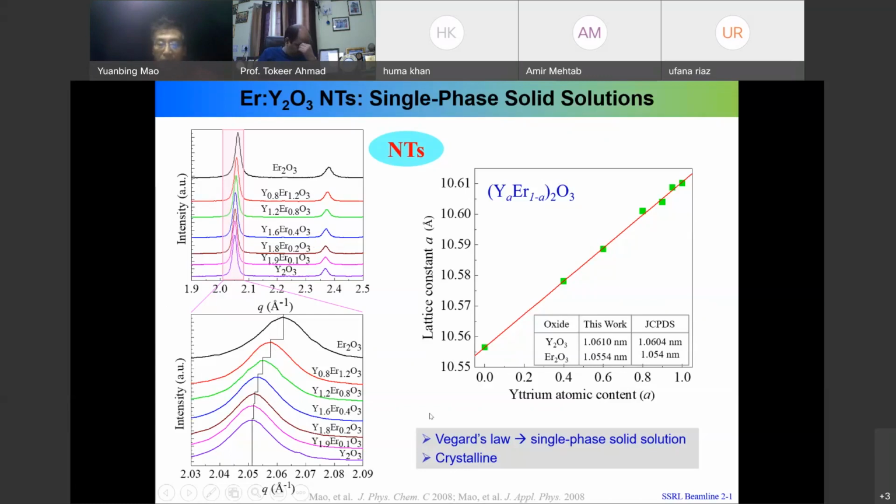And then eventually we can calculate the lattice constant, right? And then relate it to the yttrium atomic content in these erbium-doped yttrium oxide nanotubes, and then we get this straight line. That tells us that these erbium-doped yttrium oxide nanotubes follow Vegard's law, which tells us that these nanotubes are a single-phase solid solution, and of course they are crystalline, right? So that's one important message, right?